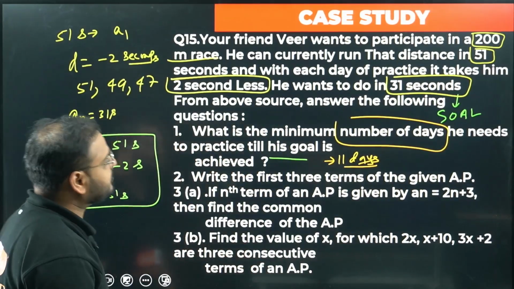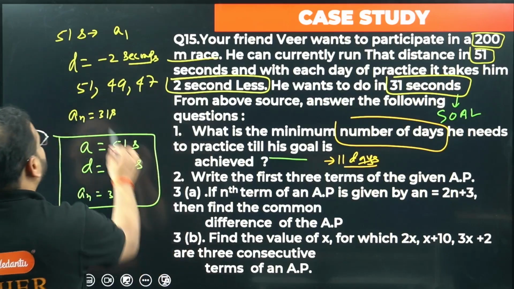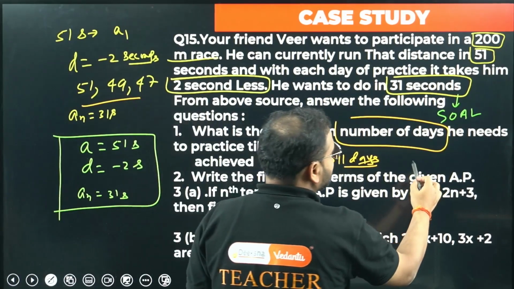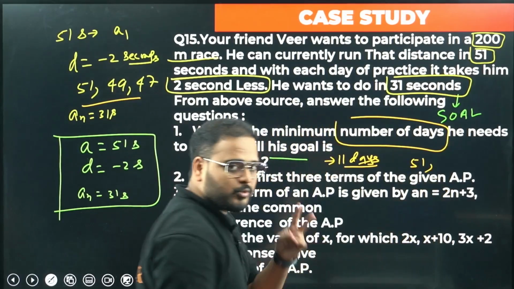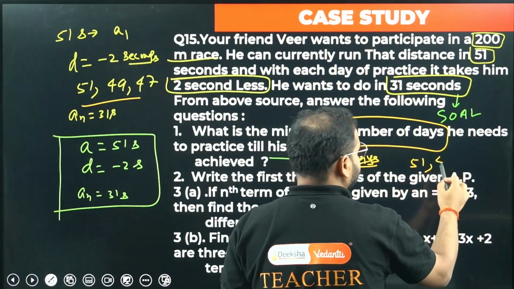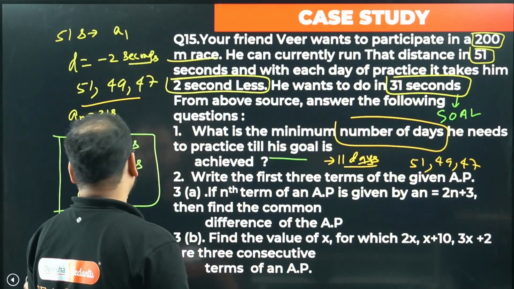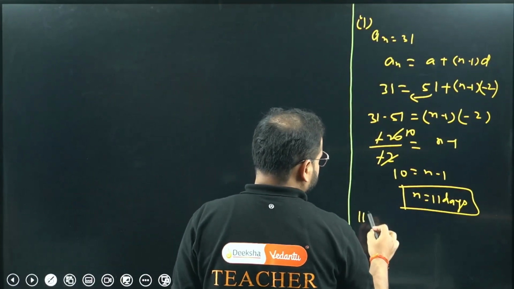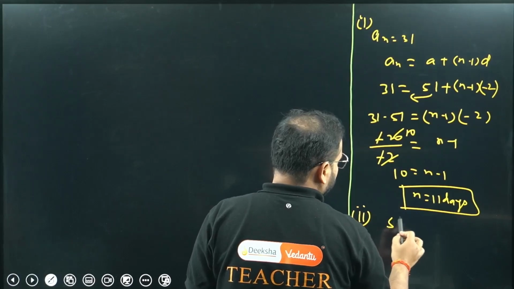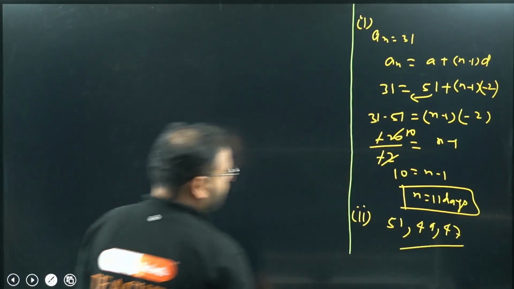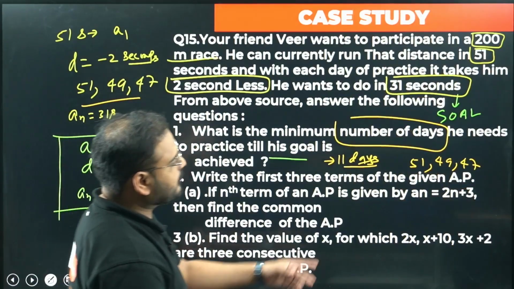Sub question 2. Write the first 3 terms of the AP. I've already written over here. Please check. First day is how much? First day is 51. Next day 2 seconds less, so 49. Next day another 2 seconds less, so 47. I'll write it over here anyway. So part 2 is 51, 49 and 47. They're asking for the first 3 terms of the AP.